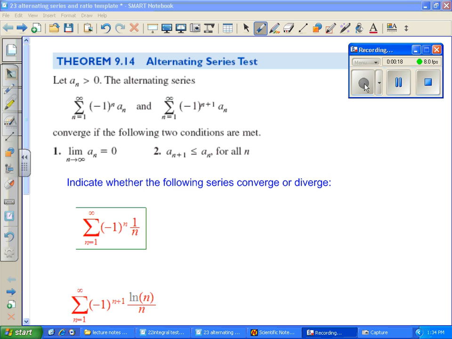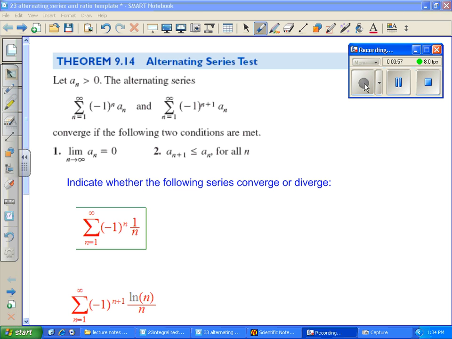This is a test that applies, as the name suggests, only to alternating series, things that are oscillating in sign: plus, minus, plus, minus. The series tests that we've learned so far, we were applying to positive series. So this is the first one that applies to an alternating series. And I think this is a really, really easy test. All it says is, check to make sure that the limit of a sub n goes to 0. Again, the bottom of your handout is where this test is listed.